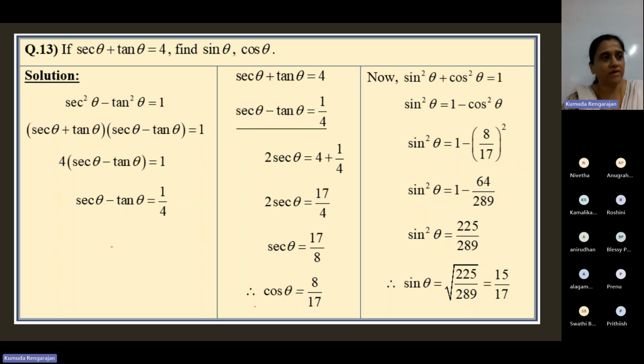When you have the value of one t ratio, you can find the values of the other t ratios using a right triangle. Or you can use, here I've used this identity because we know the value of cos theta. So substituting the value of cos theta, you can find the value of sin theta. You can also do it like this.